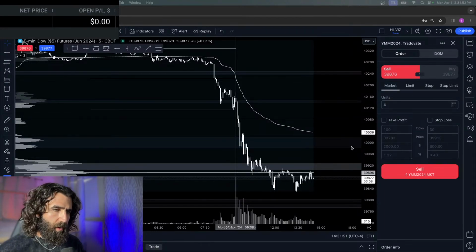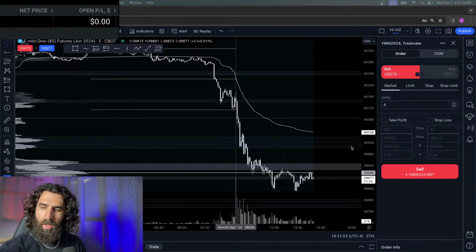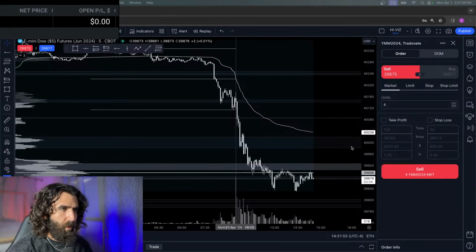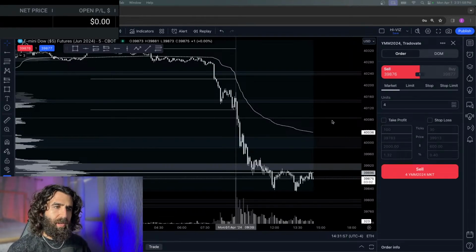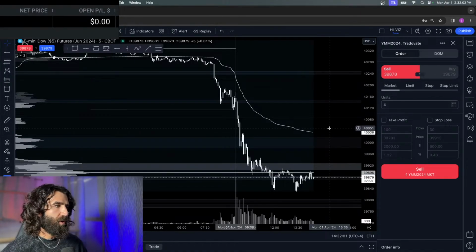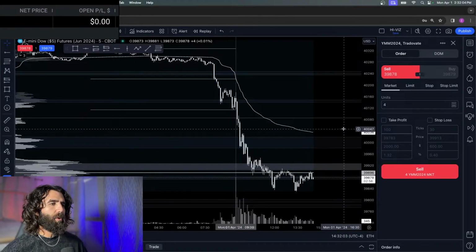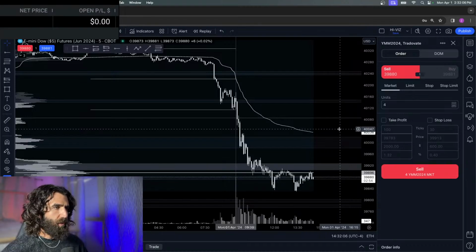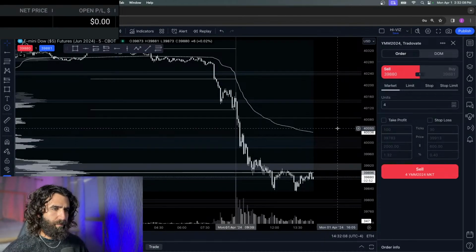So, we are here back at it again for NYSE close. Going to be looking at the E-mini Dow, YM in the futures market. This would be US 30 in the CFD market if you're trading CFDs or in the FX market.